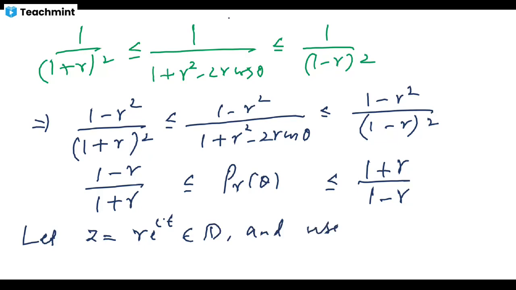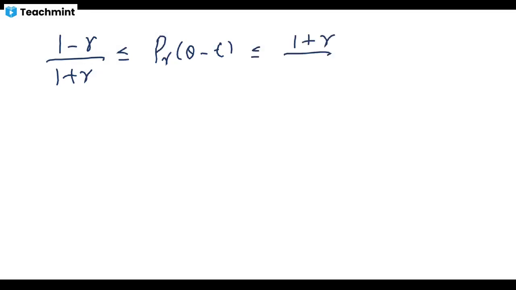Use the inequality. I'm taking, instead of theta, theta minus t now, using the inequality (1 minus r) upon (1 plus r) is less than or equal to P_r(theta minus t), which is less than or equal to (1 plus r) upon (1 minus r).